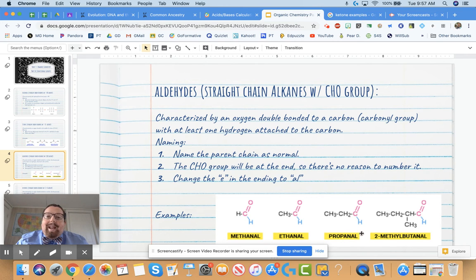Propane would be propanal. And this guy over here, you kind of had a choice. You could have called it 2-ethyl propanal, but the longest chain we have is 4 carbons. So actually we'd start at the carbon here, 1, 2, methyl butanal.